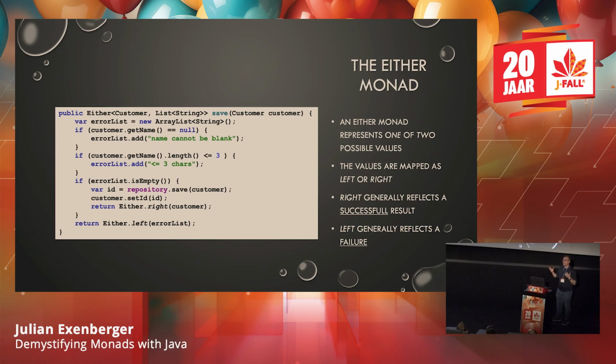And typically we would use this where we want to represent an operation which can have a success outcome, or it can have a failure outcome. Typically, right maps to a successful result, and left generally reflects a failure. So in my example, I have save customer. I've got an either which will return the customer if it's a success, or it will return a list of errors if it's a failure.